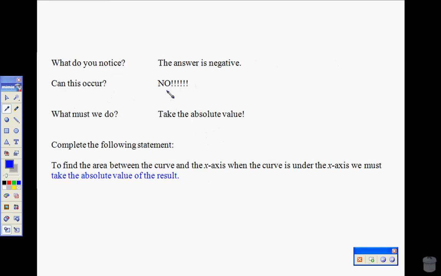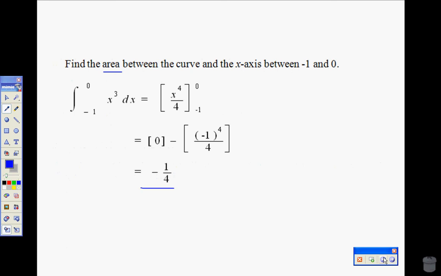and we know that we can't take a negative answer because it's an area. So what can we do? Well, we do know that that's actually a value. We've done the definite integral of negative 1 to 0 of x cubed. Now, with a definite integral, we know we can get a negative answer, and that's okay if it's a definite integral.